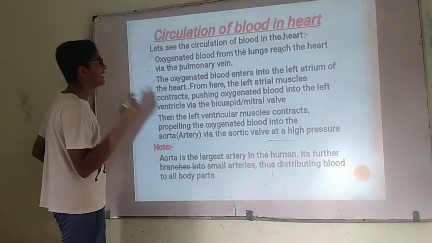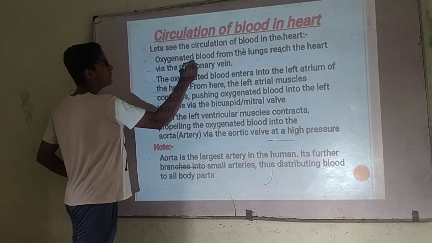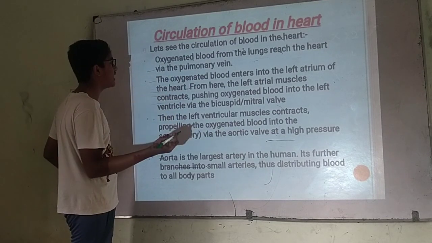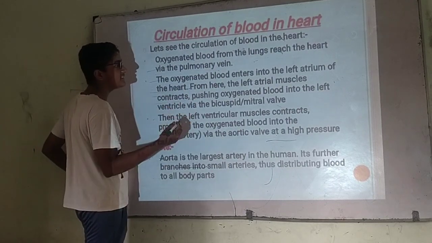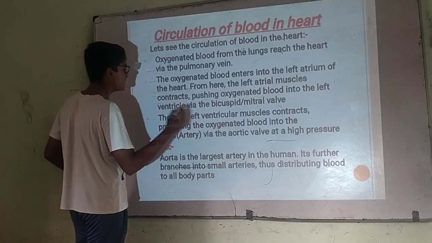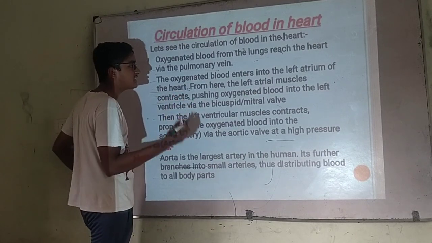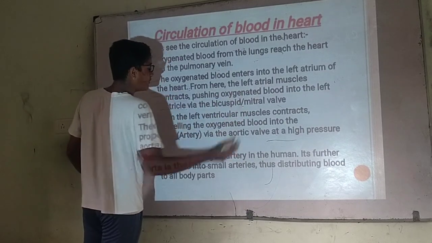Circulation of blood in the heart. Let's see the circulation of blood in the heart. Oxygenated blood from the lungs reaches the heart via the pulmonary vein. The oxygenated blood enters into the left atrium of the heart. From here, the left atrial muscles contract, pushing oxygenated blood into the left ventricle via the bicuspid mitral valve.